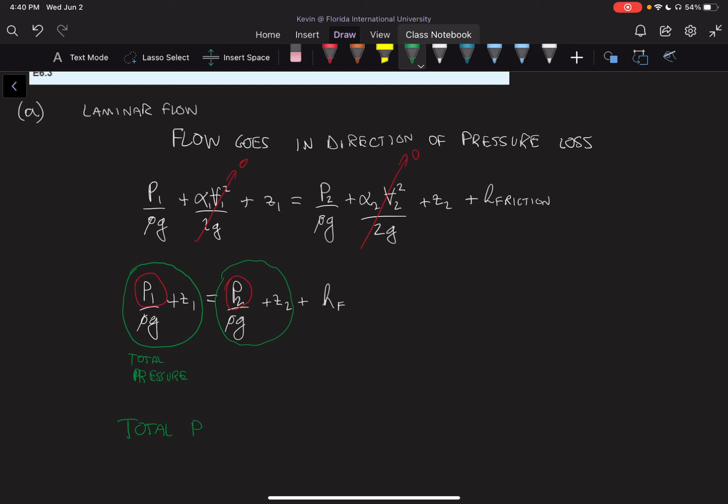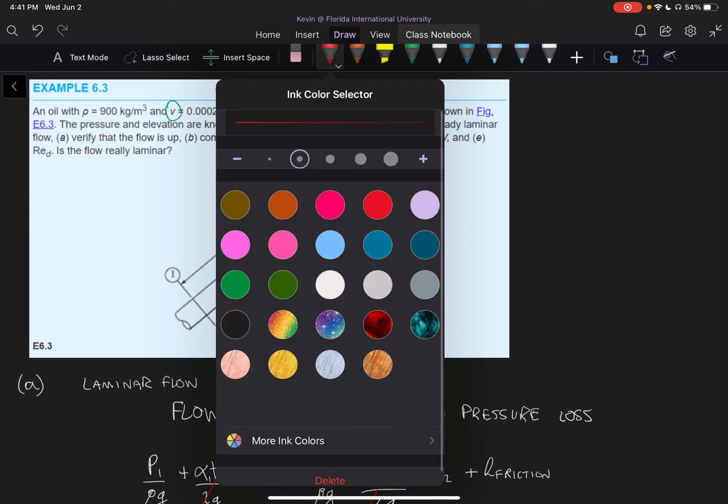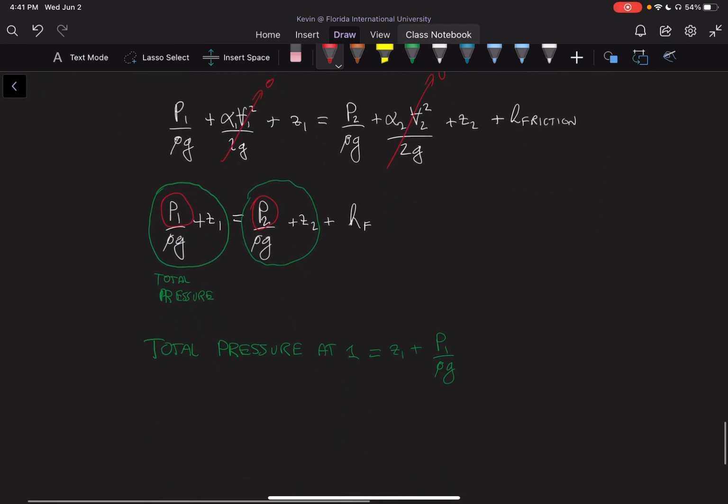So total pressure at 1 is equal to Z1 plus P1 over rho g. So let's look for information. So we can say Z1 is equal to 0. It says on our problem here that Z1 is equal to 0. We also know that pressure 1 is 350,000 pascals. So we can just plug in the values and get a value for the grade line.